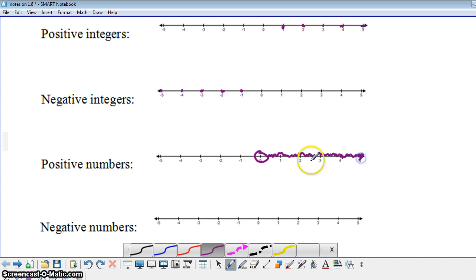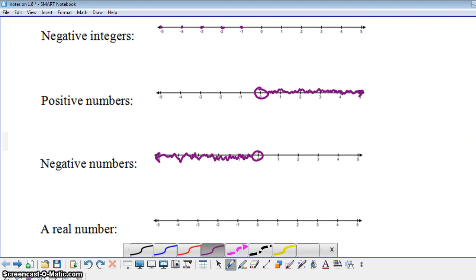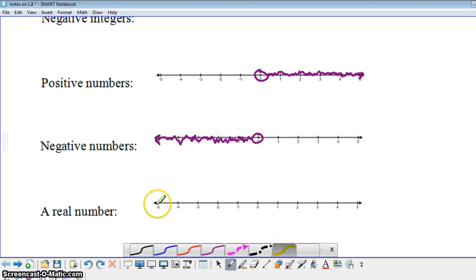So we'll draw arrows this way. Notice I have an open circle here, meaning we're not including 0. Negative numbers, anything less than 0. So I'm going to circle 0 and shade to the left. A real number is actually anything on the number line, so we could actually shade in the entire number line. So a real number is basically any number you can think of: positive, negative, fractions, decimals, integers, whole numbers, any number that you can think of. Pi, the square root of 2, and so on.